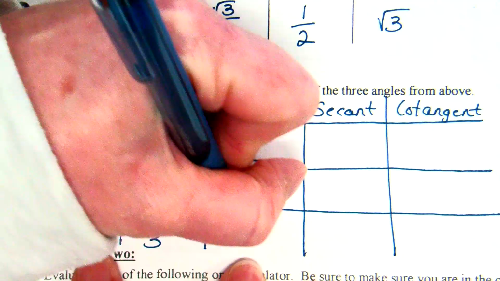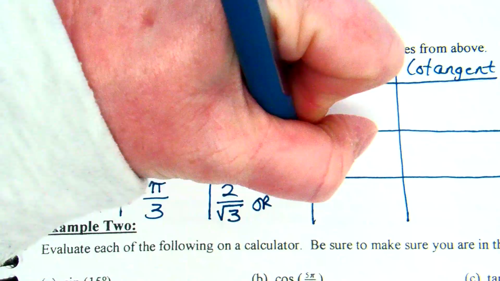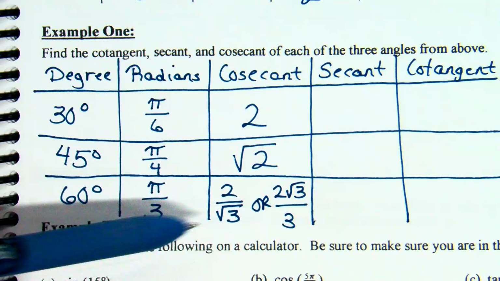Two over square root of 3? Except, what's another form of that? Yep, if we rationalize and multiply by square root of 3, it's 2 square root of 3 over 3. Again, I will accept either. But just remember to rationalize, you multiply by square root of 3, top and bottom.